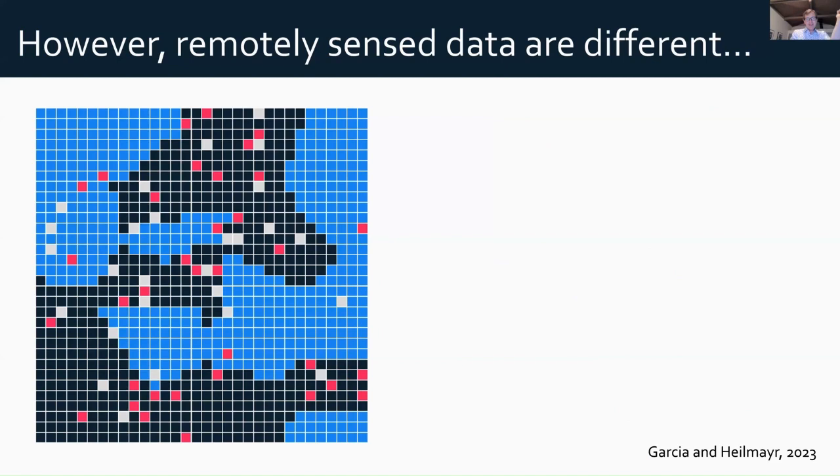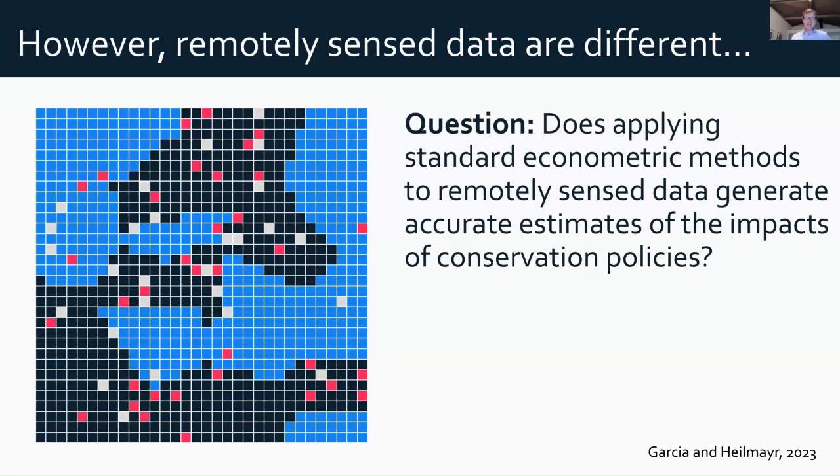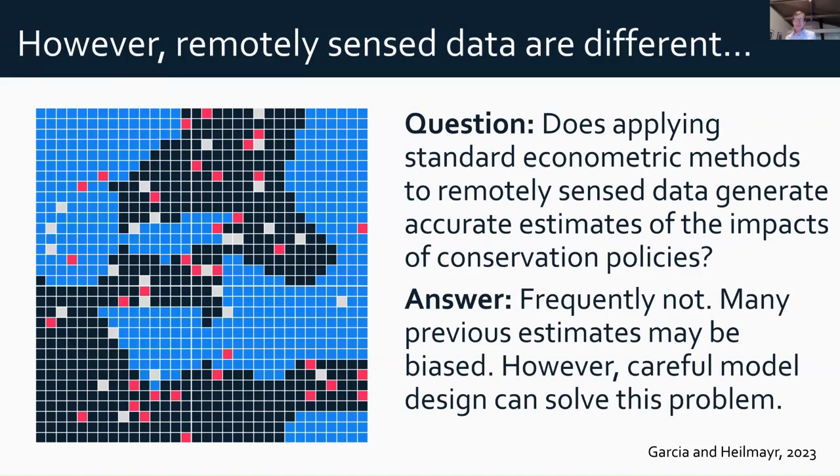So in this paper, we're going to try and understand whether that actually works. So our big question here is going to be whether applying standard econometric methods to remotely sensed data generates accurate estimates of the impacts of conservation policies. We're a little bit worried about this because remotely sensed data are just slightly different than a lot of the traditional outcome data that are used in these econometric models. And I'll dig into those differences in a moment. But the key at this point is just to know that the answer is frequently not.